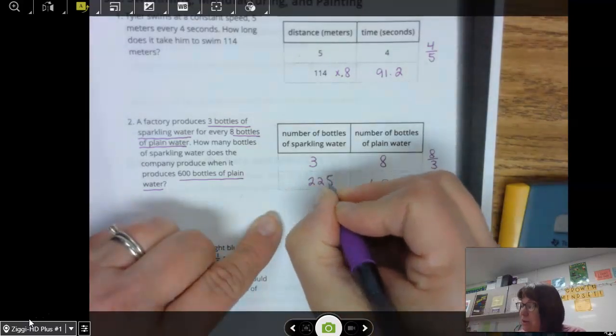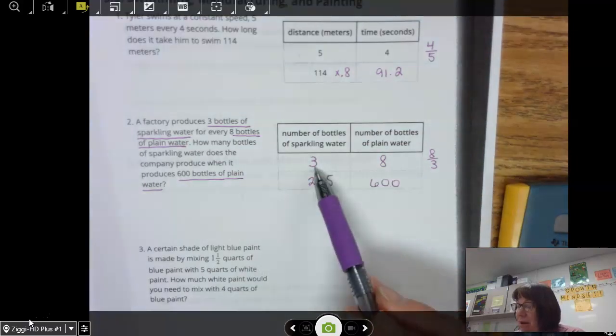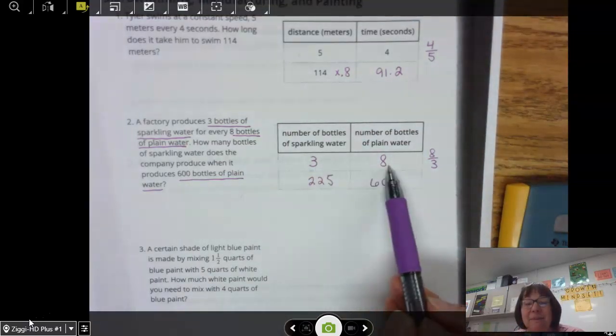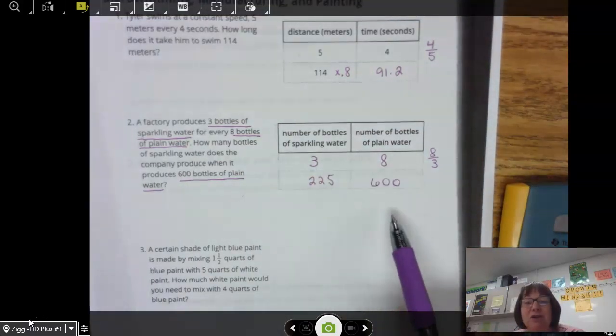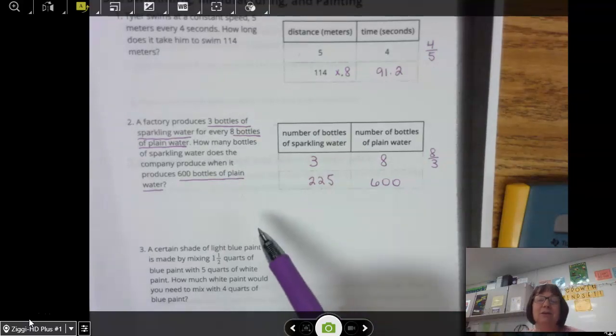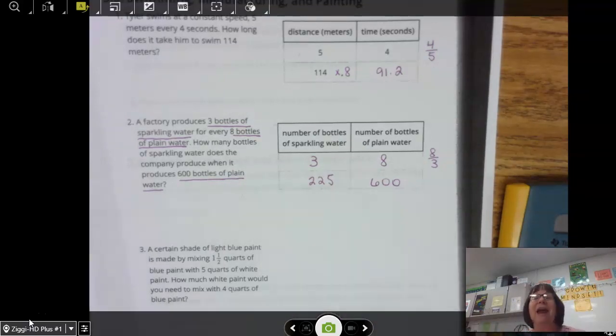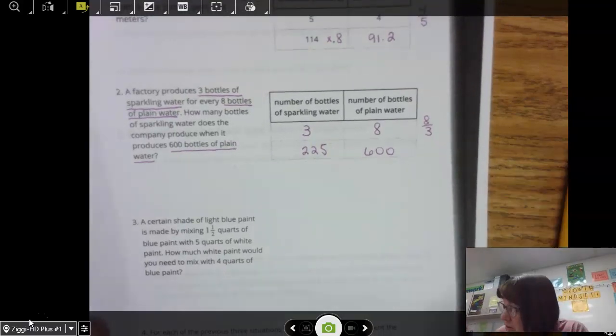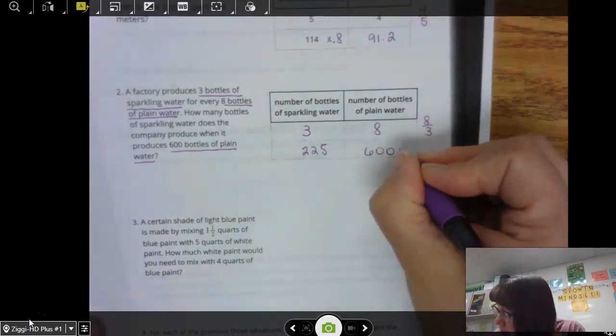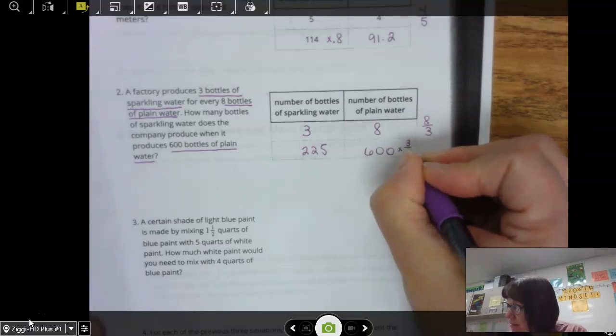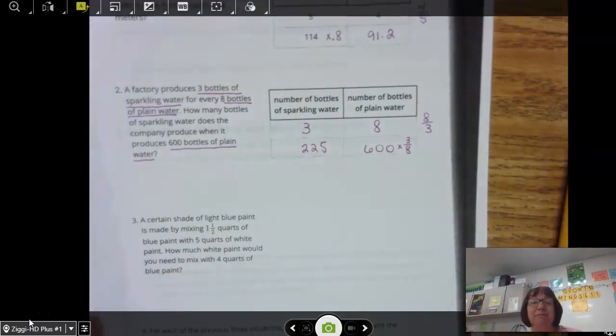Now, I always do a little check. If this number is smaller than that number, then in this row it needs to be the same. It should be smaller, and it was. So that makes sense to me. If I had multiplied by 8/3, I would have gotten a larger number, and then I could have seen that that didn't make any sense at all. Okay, so that's how I would kind of know if I'm doing it going in the right direction or the wrong. So this time we took 600 times 3/8 multiplied by the reciprocal.